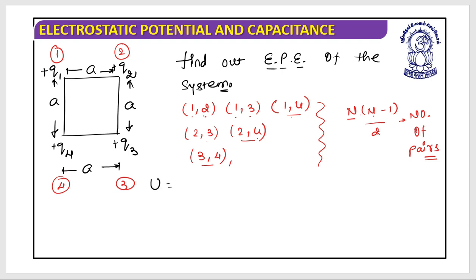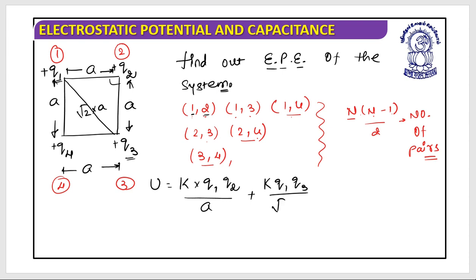So the potential energy, for the pair 1 comma 2, is k multiplied by the first charge q1, multiplied by the second charge q2, divided by the separation between them, which is a. Plus now the pair 1 comma 3. Look here, this is first, this is third, so their separation is, this is a, this is a, this is the hypotenuse, this is 90 degrees, and according to Pythagoras it would be root 2 a. So you know, it's k q1 q3 divided by root 2 a.